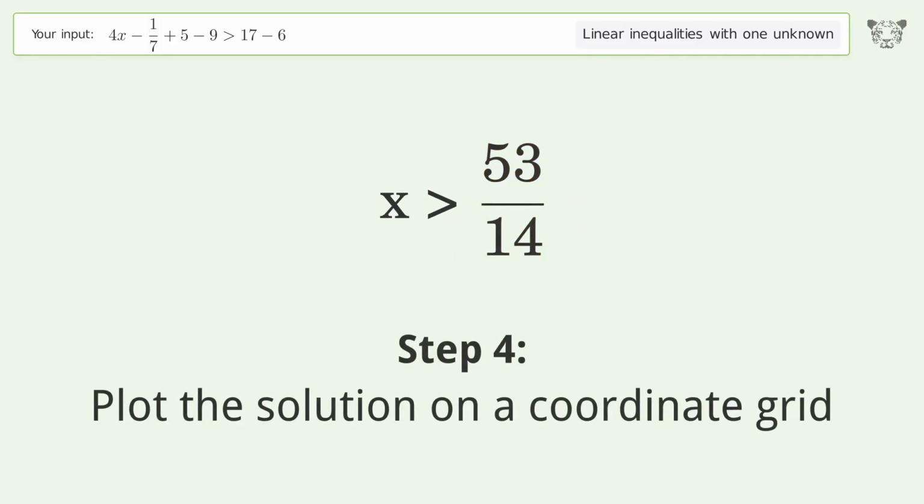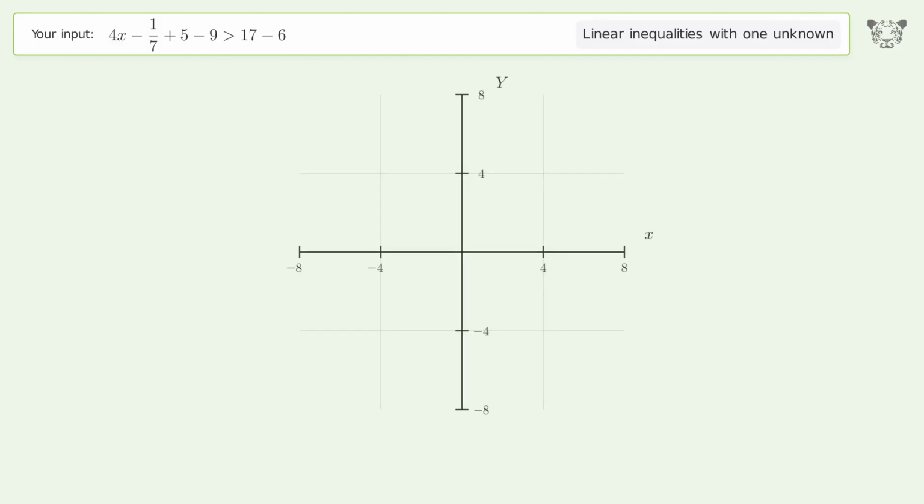Plot the solution on a coordinate grid. And so the final result is x greater than 53 over 14 greater than 311 over 14.